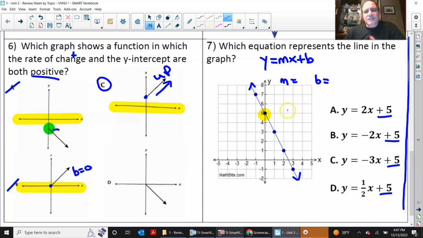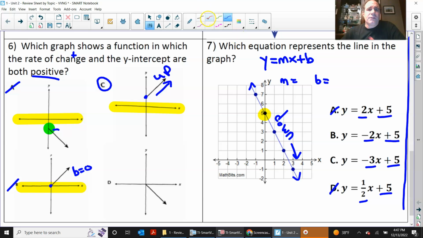Since this goes down from left to right, the line is going down from left to right. That means it has a negative slope. A negative slope goes down from left to right. If the line goes up, it's a positive slope. So let's look now. This positive slope would go up from left to right. That's out. Here's a negative slope. That goes down. Here's a negative slope. Here's a positive slope. D is out. So it's between B and C.